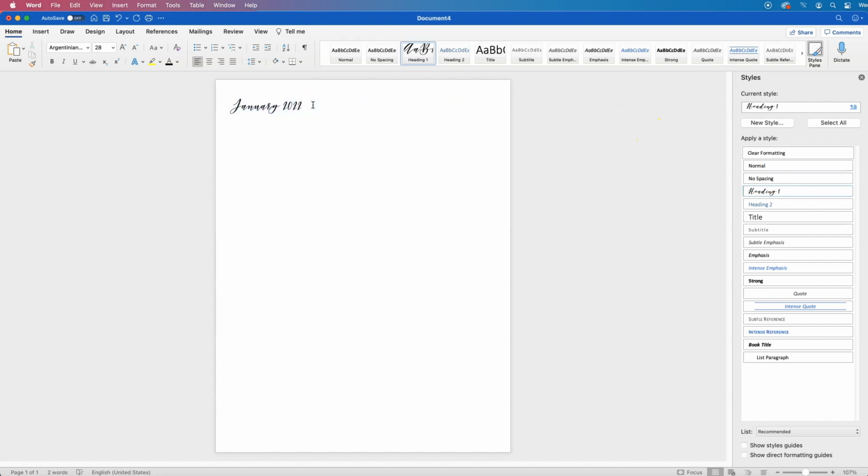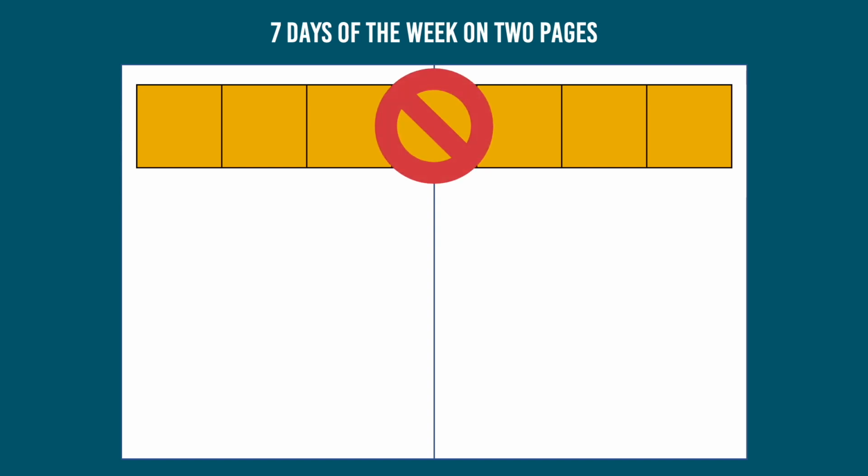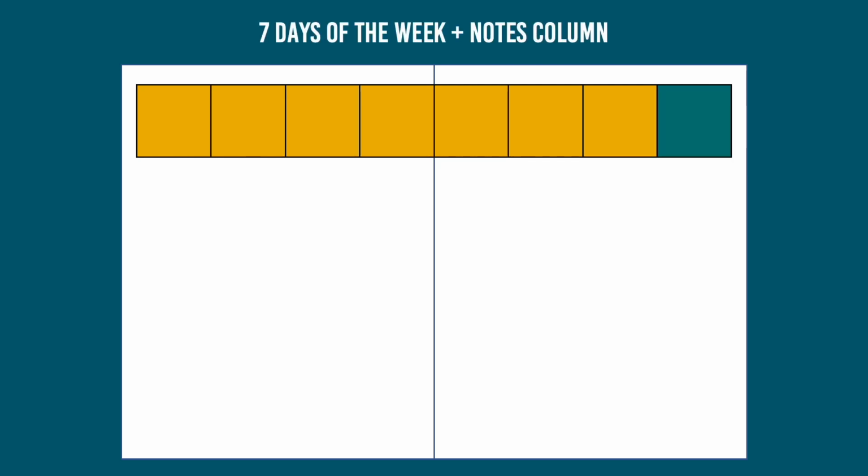So now that I have that, I need to enter the table that will actually become my calendar. You have to do a little bit of math and layout thinking before you create your table. We have 7 days of the week split between 2 pages. But what we don't want is that middle day to be cut in half by the spine. So we actually want 4 on one page and 3 on the other. And I use the extra space on the second page as a notes column.